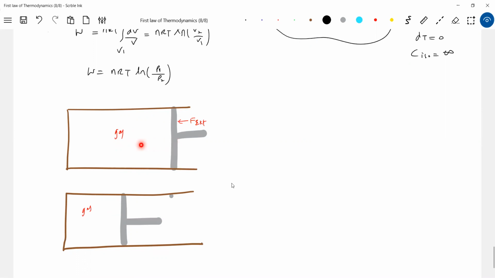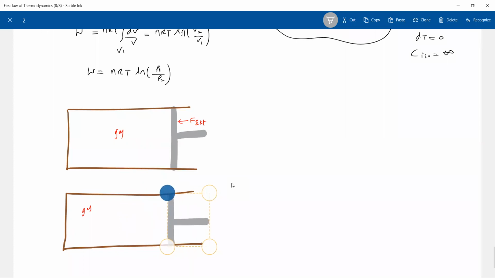If I move the piston gradually, it is isothermal. If I move the piston suddenly or rapidly, then it is not isothermal. If I move gradually like this, then it is isothermal. If I move suddenly, the gas will not get sufficient time to exchange heat. The temperature of gas will change, so it cannot be an isothermal process. Able to understand? So even how the piston is moved plays a very important role.